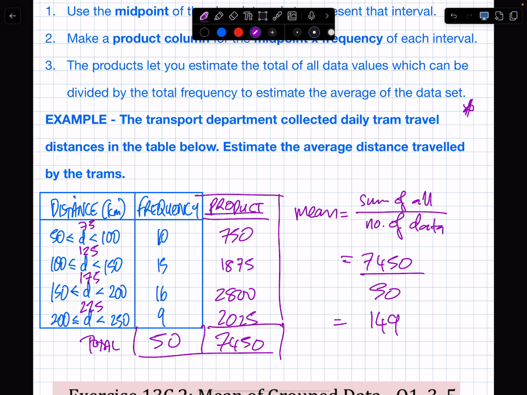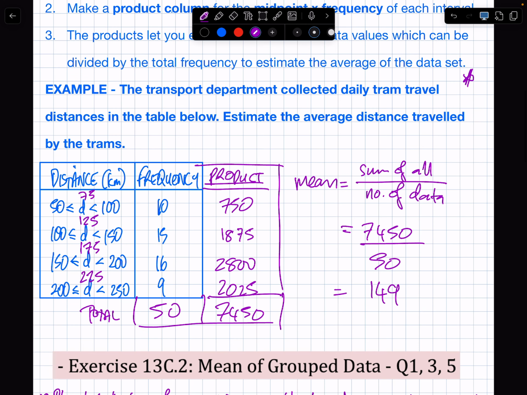See how that sort of makes sense, that the average would be around 149, because where is most of the data? It's between 100 and 150. This is like the middle of all the bits of data. Okay? That's all I wanted to show you today. You've only got 3 questions here.